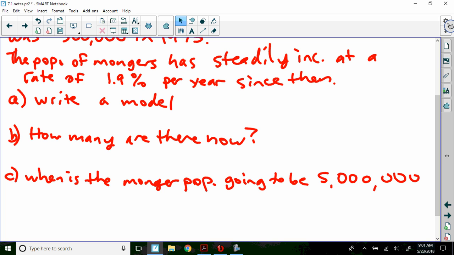Write a model. How many are there now? When is the monger population going to be 5 million? And I forgot my question mark. Question mark. Cool.